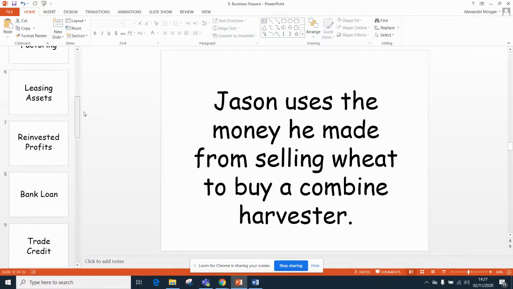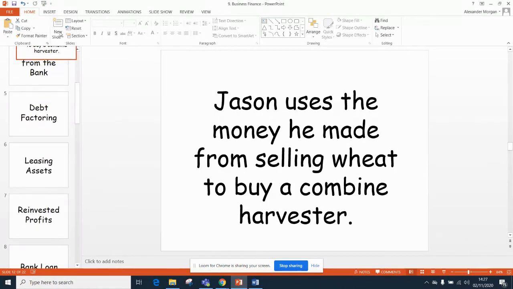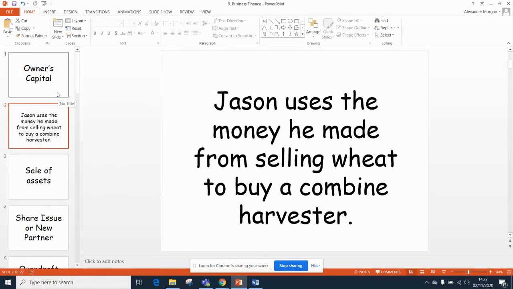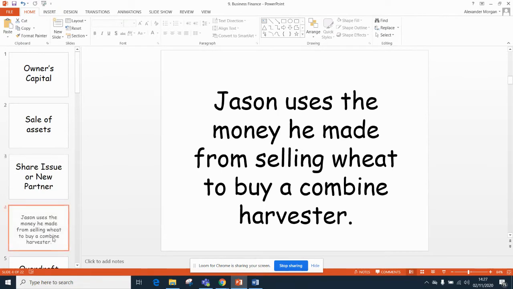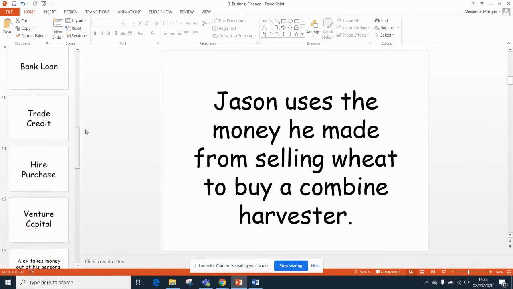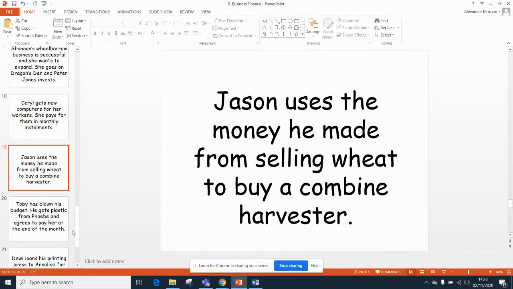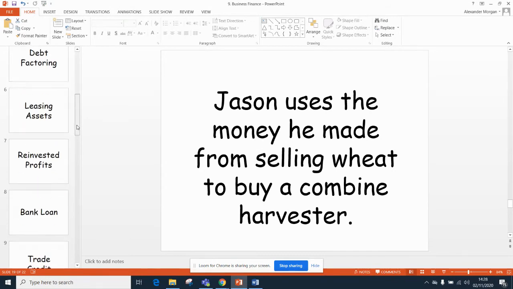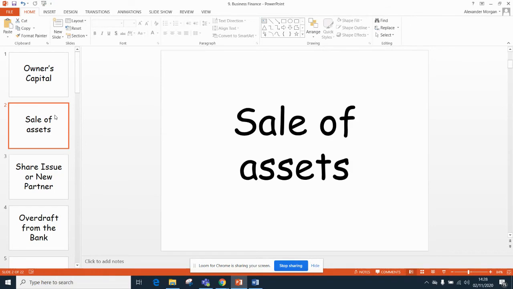So let's imagine you thought that was owner's capital. You would just move the slide so that it was next to owner's capital. So then it goes owner's capital, and then what you think owner's capital is. If you thought it was share issue or new partner, then you move it to go just after that one. And that's what I want you to do. I want you to go through all of the different options and match them up. So you will have at the end of it, instead of 11 sources of finance and 11 descriptions, just alternating source of finance and a description and an example of that.